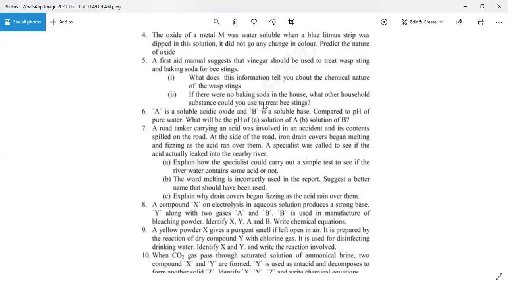Yes. Shanika, what happened? Is the acid H2SO4? This acid can be anything, it doesn't matter. They're not asking the nature of the acid. What test has to be carried out to check if the rainwater or river water contains some acid or not? What test has to be made for that?